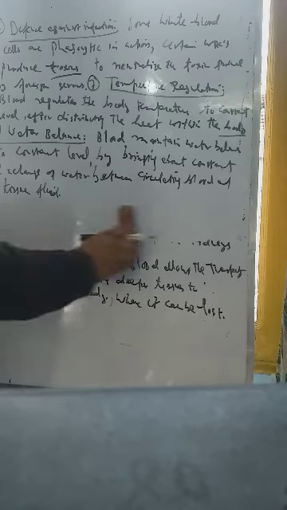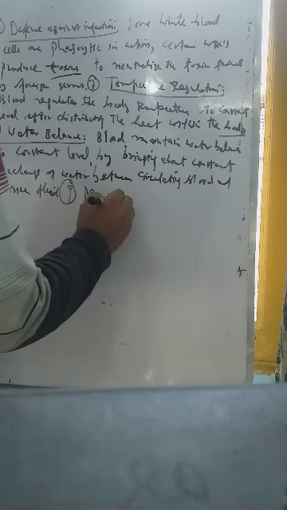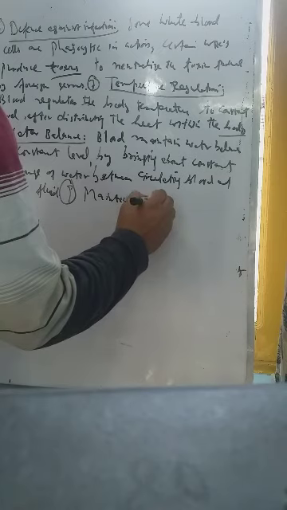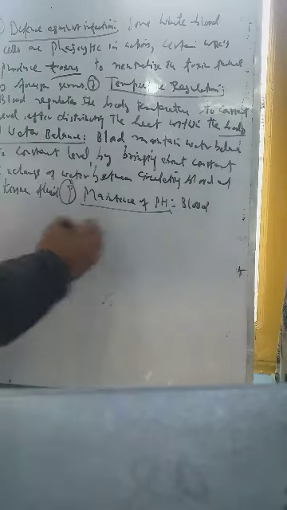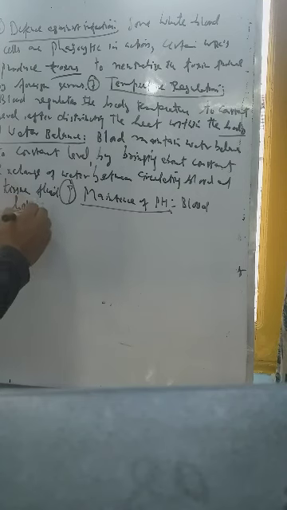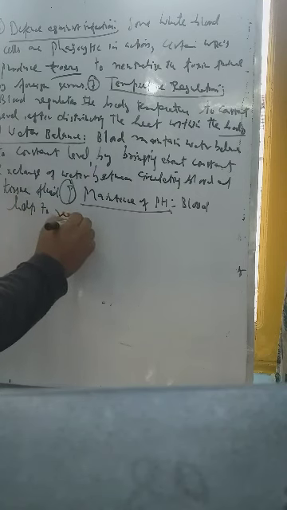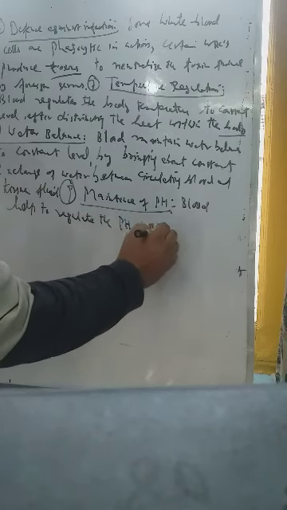And after that, another function is maintenance of pH. Blood helps to regulate the pH of the body.